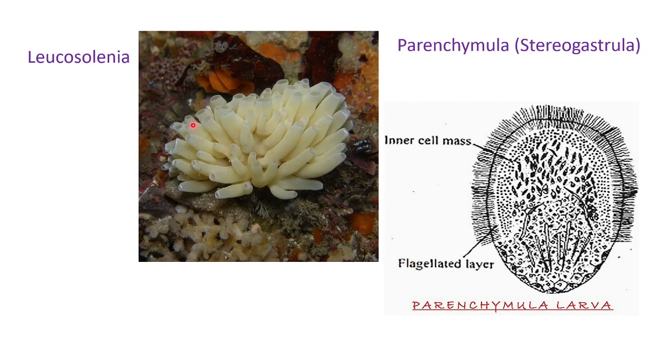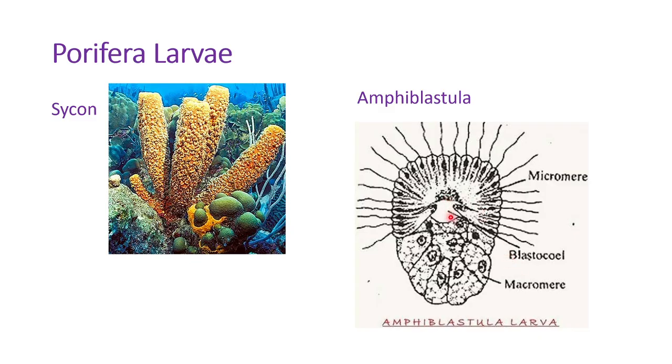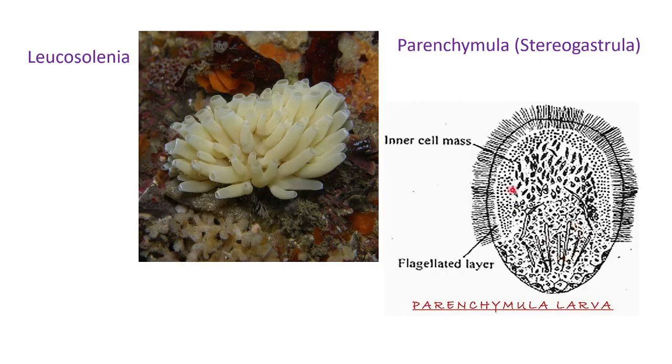Coming to another sponge, we can see Leucosolenia. Leucosolenia has a solid parenchymula or stereogastrula. Parenchymula differs from amphiblastula in that amphiblastula has a hollow blastocoel in the larva, but in the case of parenchymula, there is no such cavity inside the larval stage.